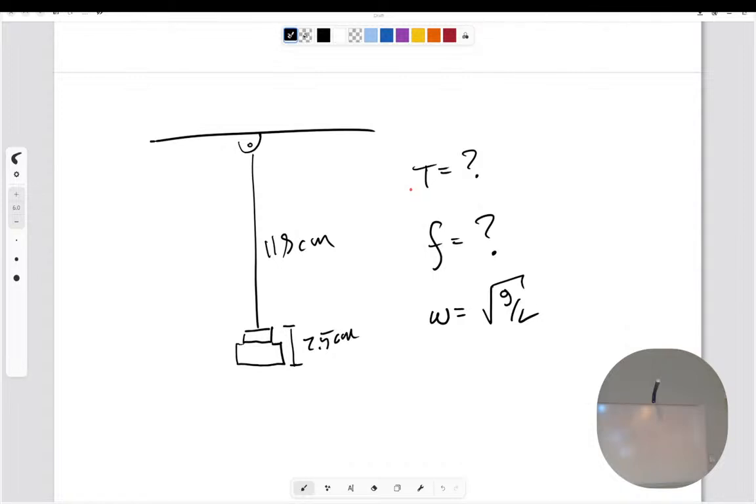What's the time period? So frequency is 2.1, or is it time period? Because before, for 1 meter, it was 2 seconds.